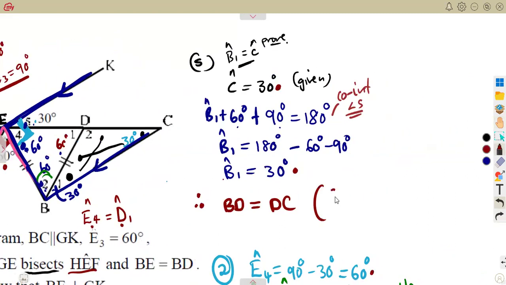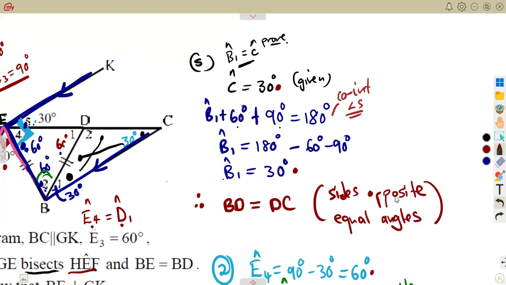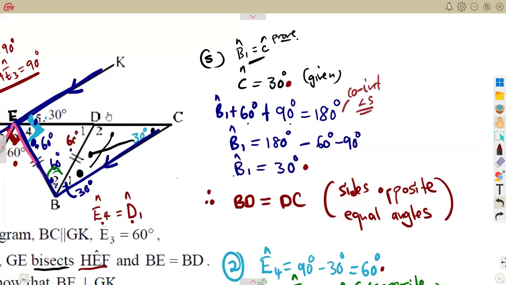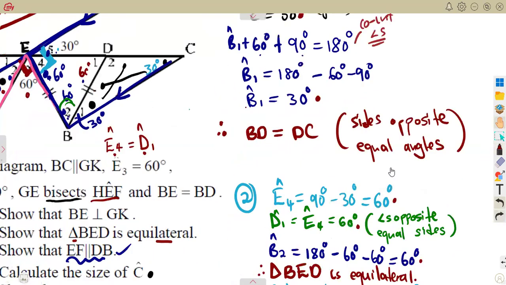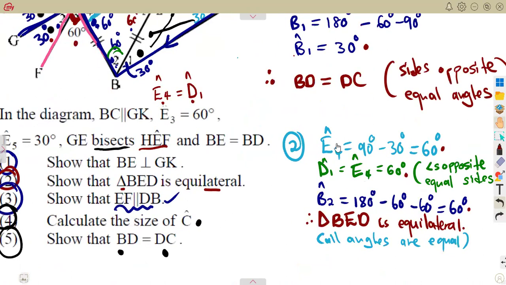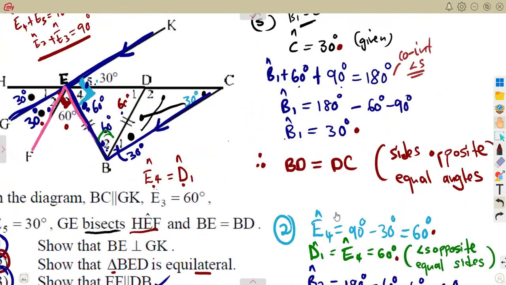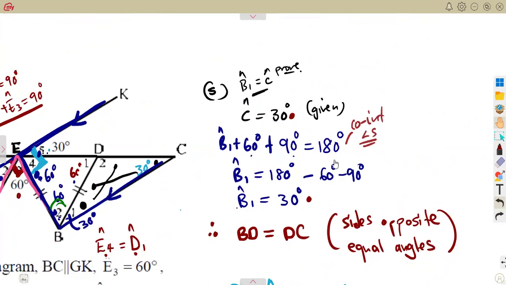So these are sides opposite equal angles. So we are talking about sides opposite equal angles. Remember, it can be from angles opposite equal sides. This time we are proving about sides. So it must be sides opposite what? Equal angles. So that's it. We have shown that these two sides are equal. So that was question number 5 of this question.